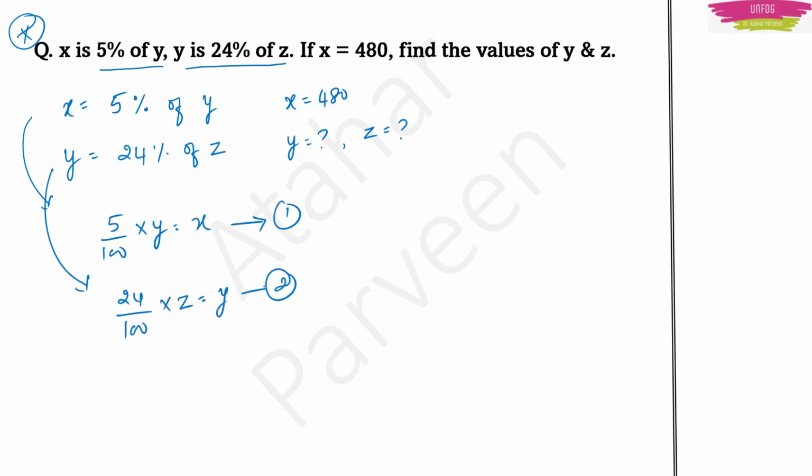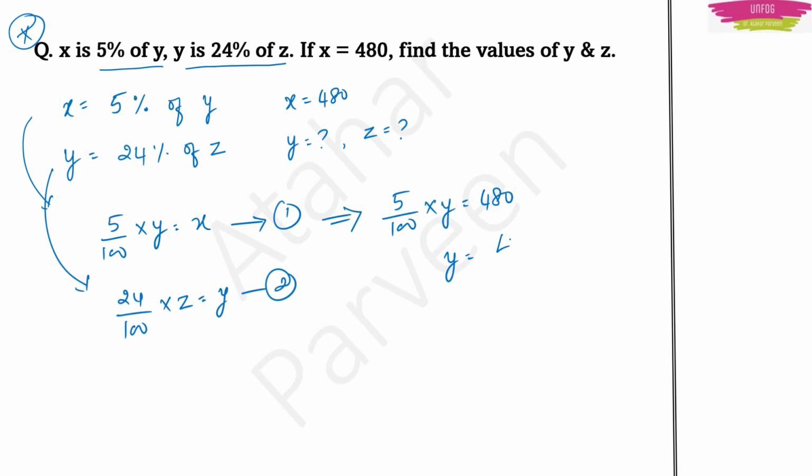This I'll put as equation 2. Now they have given X is equal to 480, right? So I'll take equation 1 and put X is equal to 480. 5 by 100 into Y is equal to 480. So with this I can find my Y easily, right?